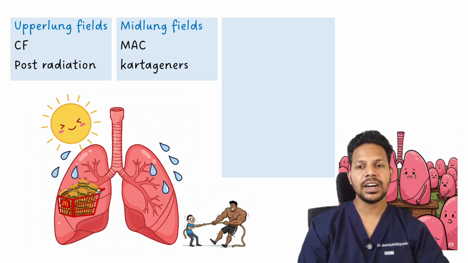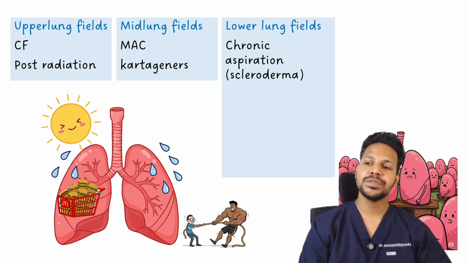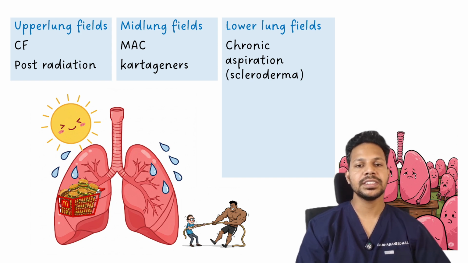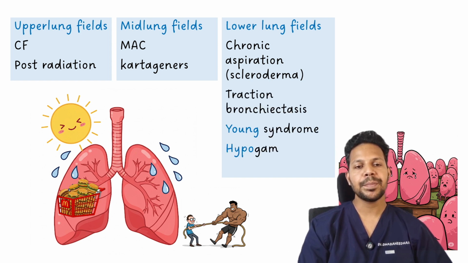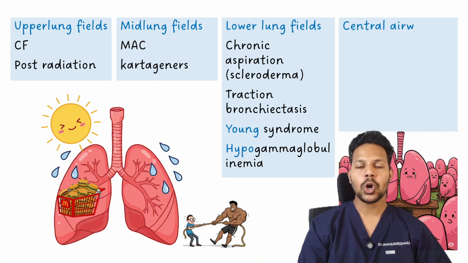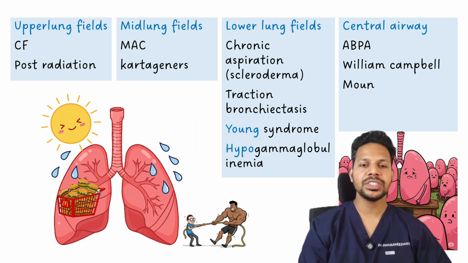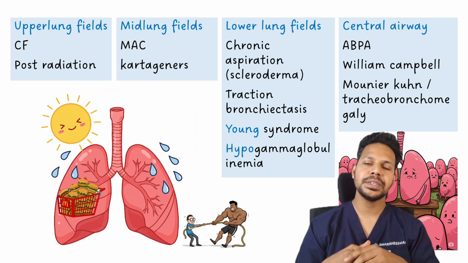Then lower lung fields are commonly seen with chronic aspiration, and aspiration is predominantly seen when there is dysphagia and esophageal regurgitation that can be associated with systemic sclerosis or scleroderma. And then traction bronchiectasis, Young syndrome, and hypogammaglobulinemia. Lastly, central airway predominant bronchiectasis can be seen with allergic bronchopulmonary aspergillosis, Williams-Campbell syndrome, and Mounier-Kuhn syndrome, otherwise called tracheobronchomegaly. See, this can be remembered by using this simple visual mnemonic here.